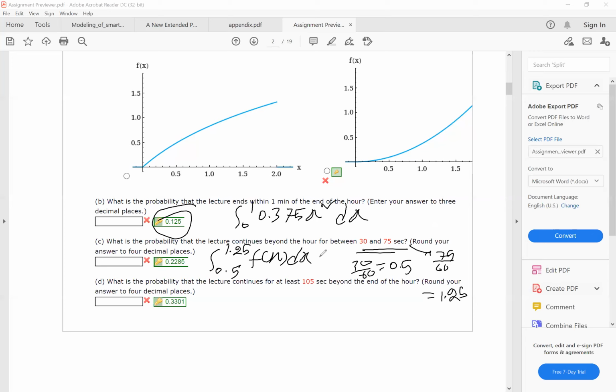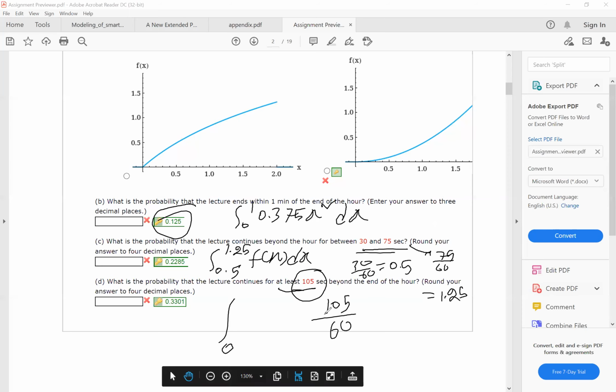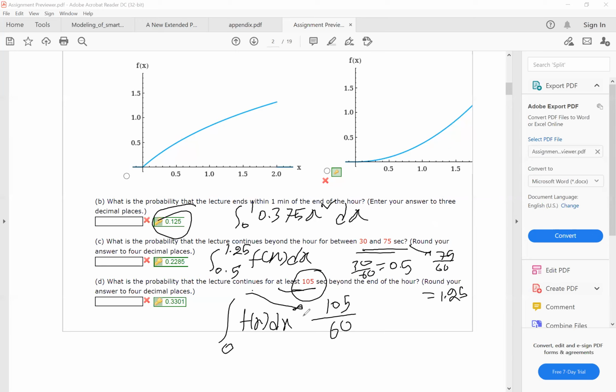And for part B, what is the probability that the lecture continues for at least 105 seconds beyond the end of the hour? So 105 seconds. First, you need to convert this into minutes. So it will be 105 over 60 minutes. Then you will integrate from 0 to this number, f of x dx. And you will get the probability is 0.3301. And for part C, the probability is 0.2285. Do you have any question?